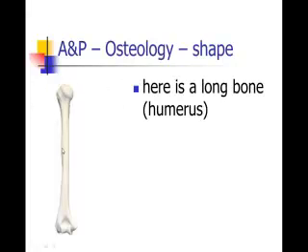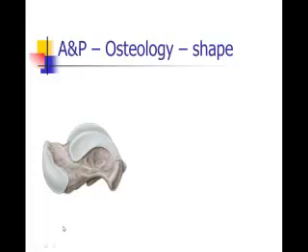Here's a long bone, the humerus, and here's the head that goes to the glenoid cavity of the scapula, and the medial epicondyle, lateral epicondyle. This would be the trochlea that goes to the trochlear notch of the ulna, and over here is the capitulum, which goes to the head of the radius.